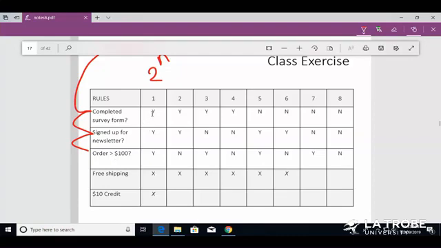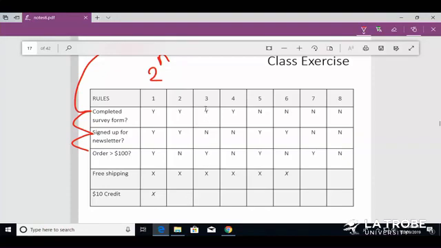All right, so if a customer completes the survey, yes. If the customer signed up for the newspaper, yes. If he orders above $100, yes. Of course, he will get free shipping and he will get $10 as credit. This is the first rule. The second rule, if he completes the survey, if he signed up for the newspaper, but he didn't order above $100, he ordered, for example, $90 or $80, of course, he will still get free shipping, but without the extra $10 credit.